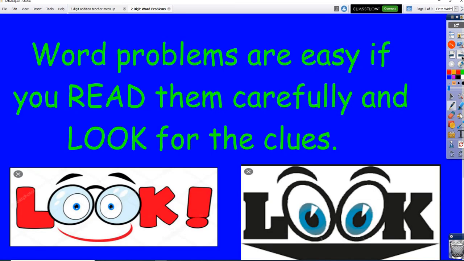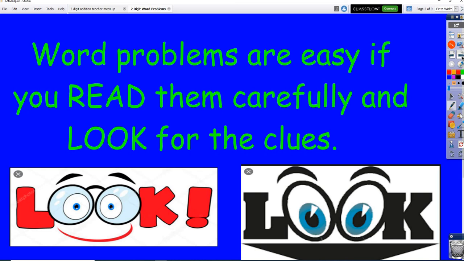So remember, word problems are easy if you read it carefully and you look for the clues. There's always going to be clues in these story problems that tell us if we're supposed to be adding or if we're supposed to be subtracting. Like if the story says that somebody lost something, that's a big clue that tells you you're going to have to subtract. Or if it asks how many do they have all together, all together is a big clue that you're going to add those all together. So there's always clues. You just have to read it carefully and look for those clues. That will tell you what to do.